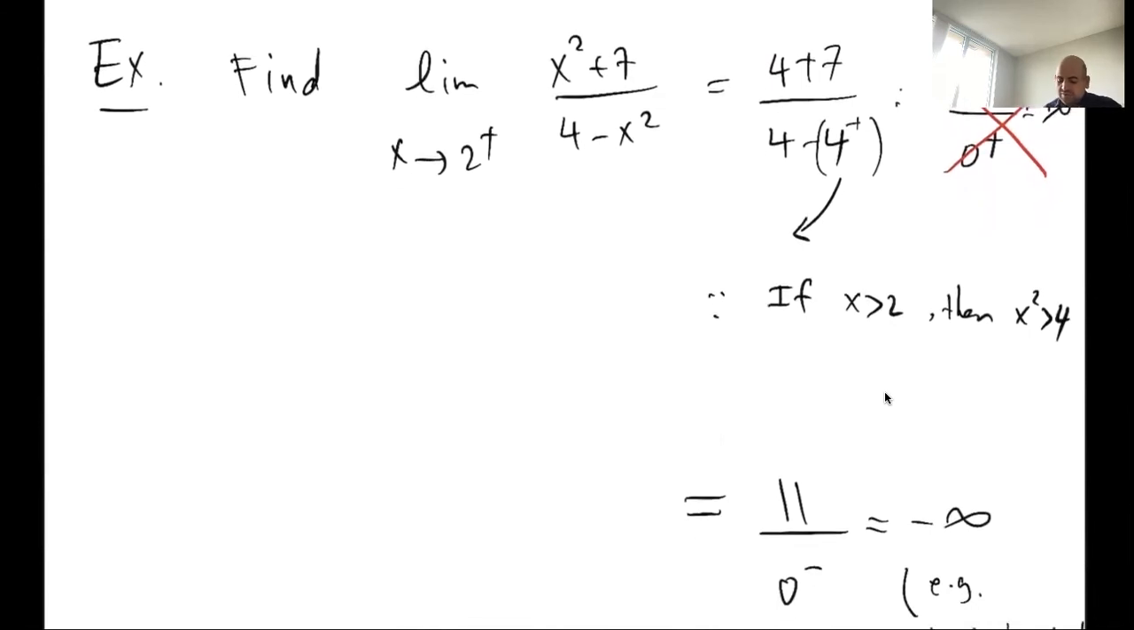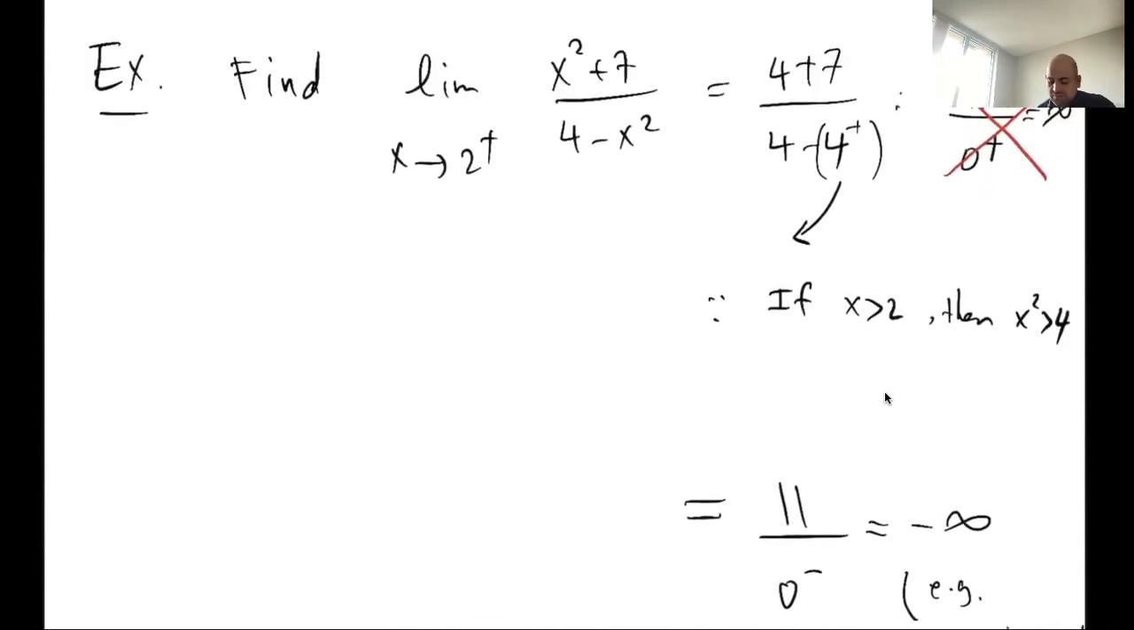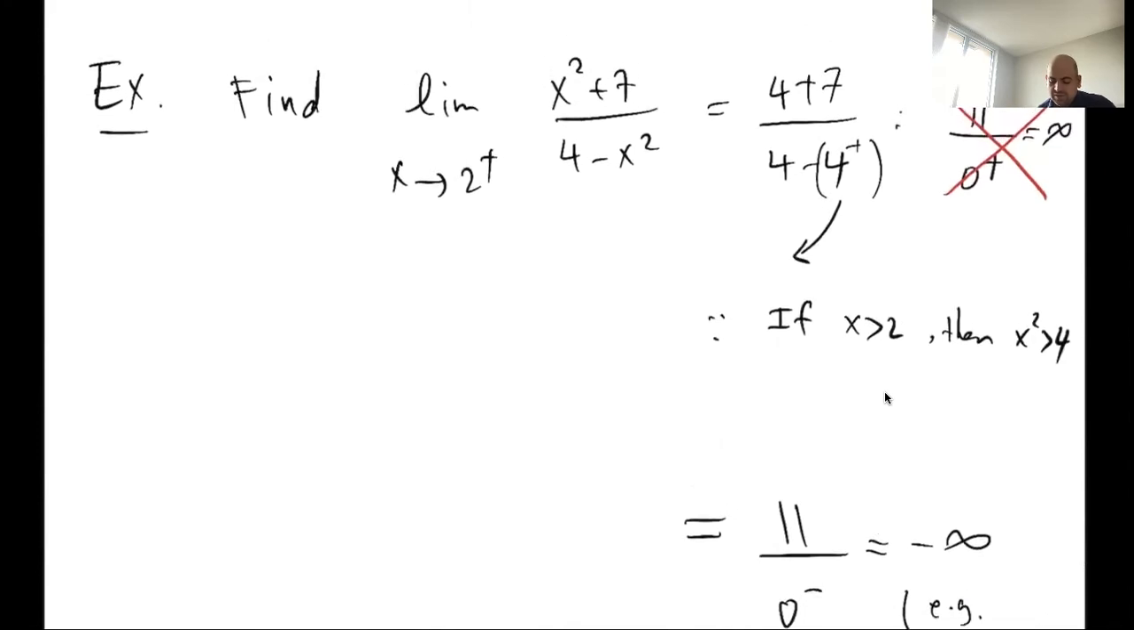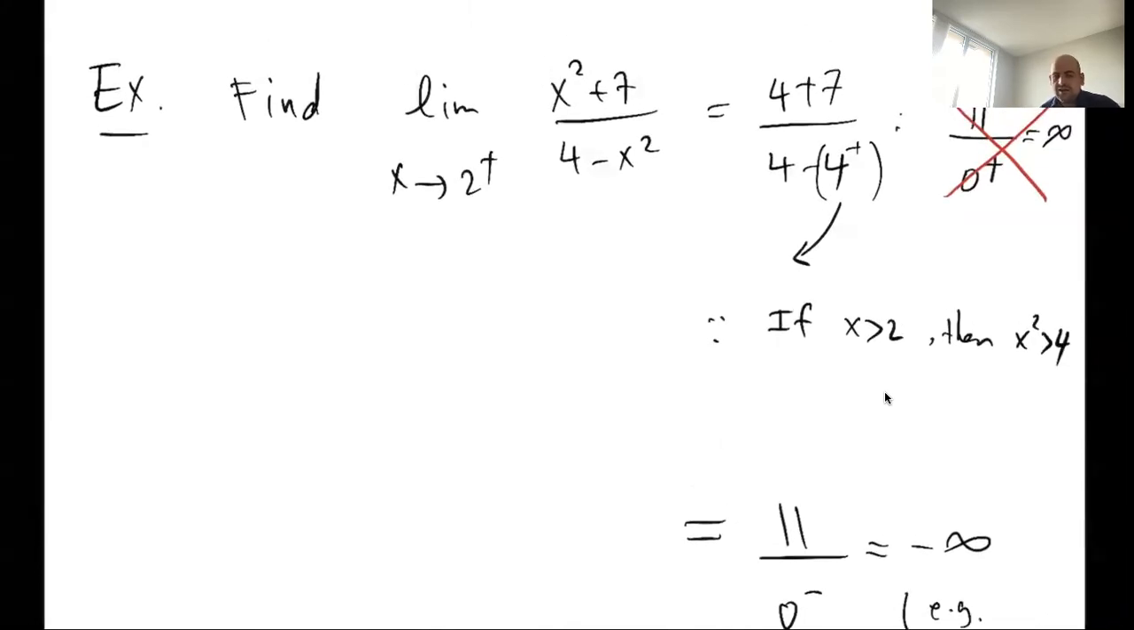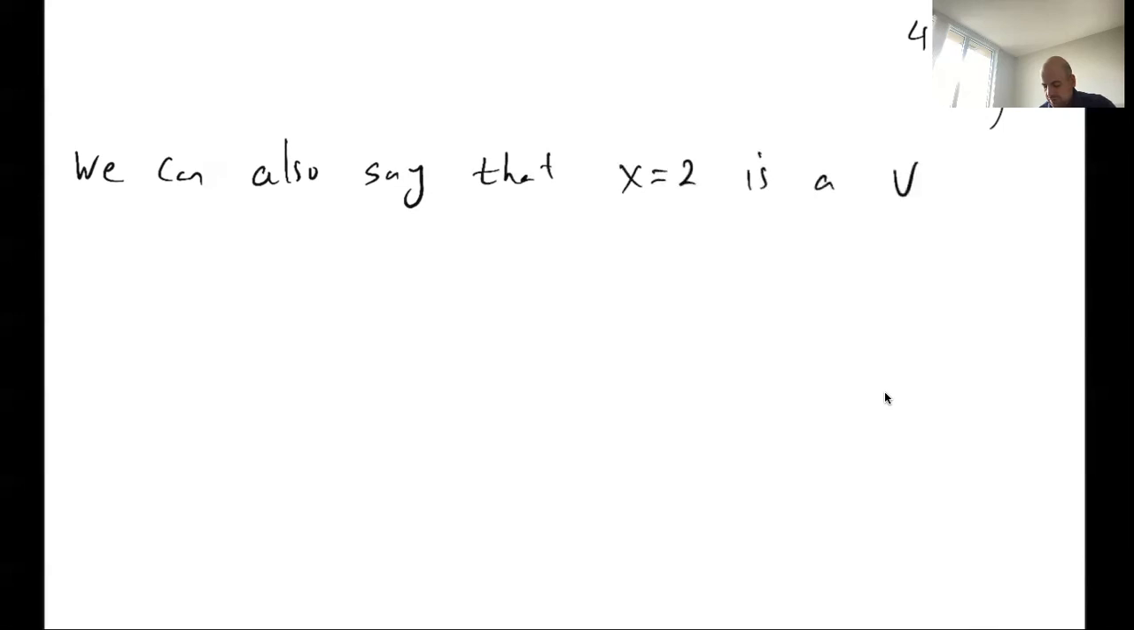Still we can say that of course x equals 2 is a vertical asymptote, because we saw that if the right limit or left limit, any of them, is either infinity or minus infinity, we can still say that the number x equals a is a vertical asymptote. So we can also say, let x equals 2 is a vertical asymptote.